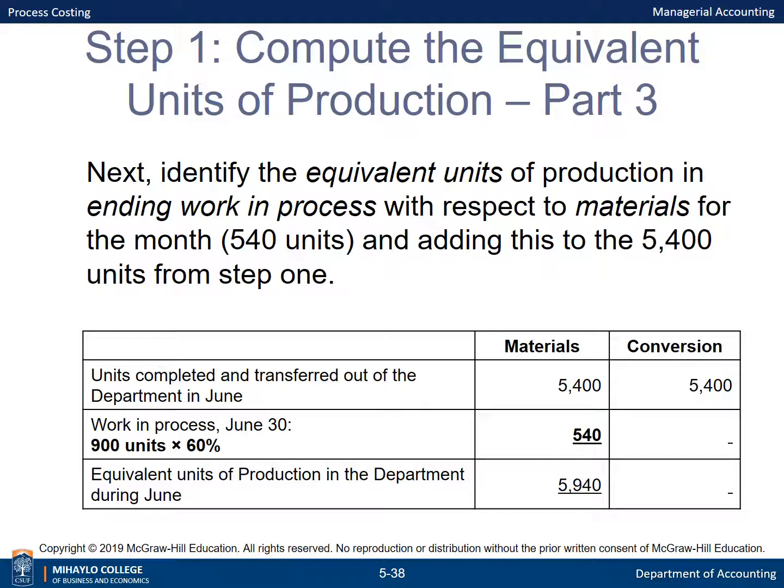Adding the 540 to the 5,400 units completed and transferred out in June equals a total equivalent units of production in the department for June of 5,940 for materials.